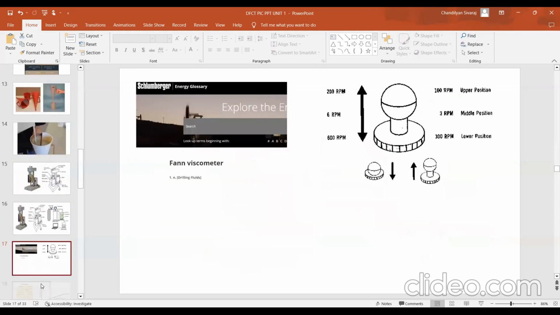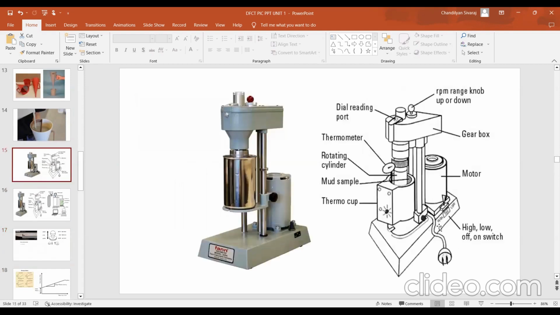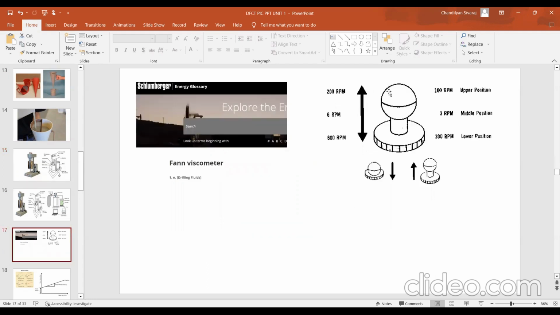You can visualize it. You see here, when you lift up the knob and play with this switch here, that is called low or high. So for low or high, you can take 3 readings here: 200, 6, and 600 RPM. That is the up position. Sorry, 100, 3, 300. That's the down position.